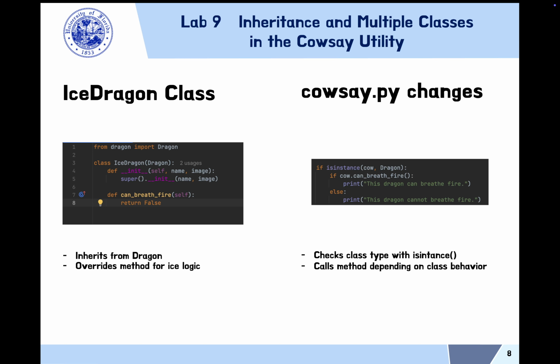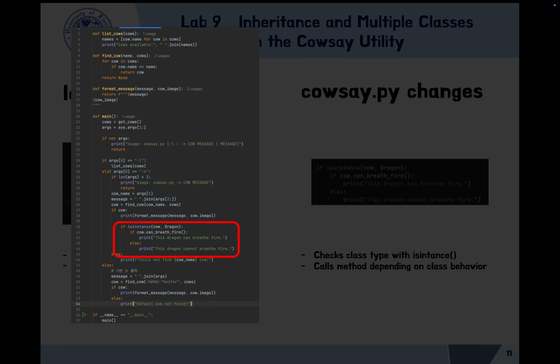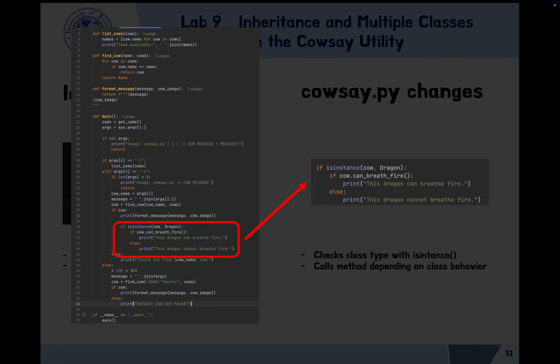The main Cowsay Python script needed to be updated to incorporate the new behavior of dragons. We used the isinstance function to determine whether the current cow is a dragon or one of its subclasses. If it is, we call the can_breathe_fire method to check whether it can breathe fire. And then based on that, we print the corresponding message. This demonstrates the use of polymorphism, where different classes provide different implementations of the same method.